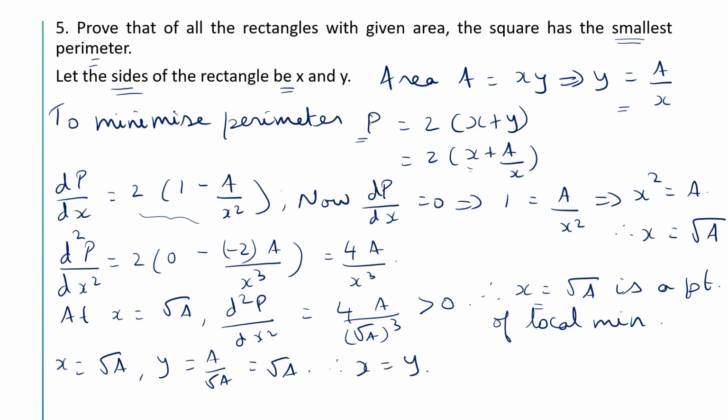So we have taken x and y as the sides of a rectangle, and we have got x is equal to y. When the sides of a rectangle are equal, it means the rectangle is a square. Therefore, the required rectangle is a square. So of all the rectangles with given area, the square has the smallest perimeter.